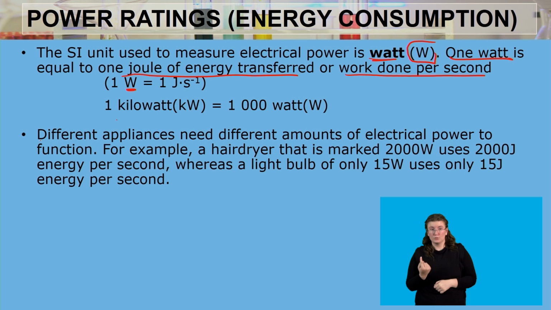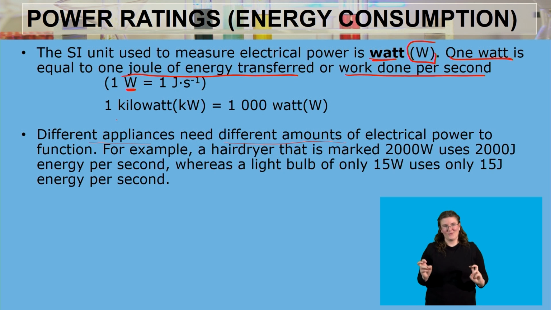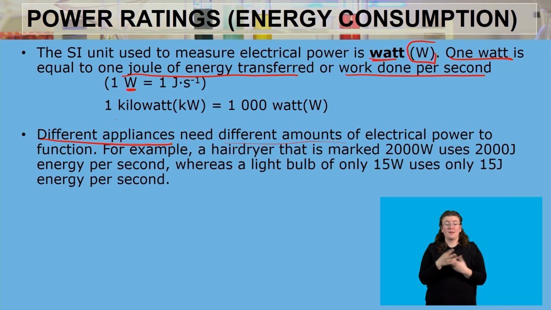We also need to know that different appliances need different amounts of electrical power to function. We know that we have different appliances at home, and each one of those appliances uses a different amount of electrical energy. The same thing applies here: different appliances need different amounts of electrical power to function. A stove is going to need a different amount of electrical power compared to a cell phone, a fridge, or a kettle. All of those appliances need different amounts of electrical power to function.